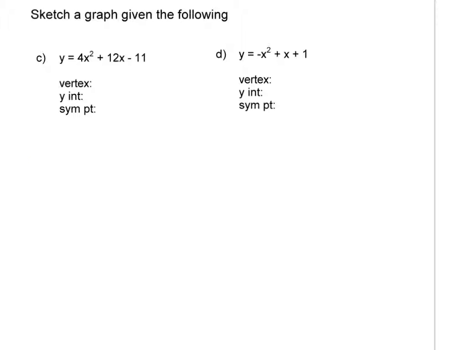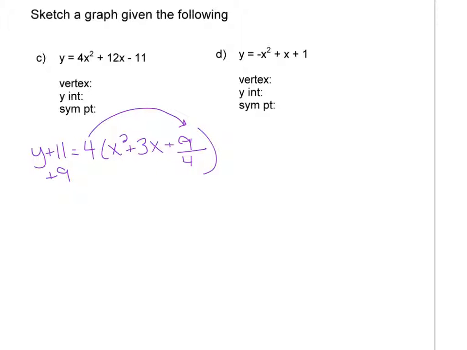So if I look at C, y plus 11 is 4. And I'm just going to skip right to this step for my own self because 9 fourths, and then plus 9. So 3 divided by 2 squared would be 9 fourths. Yes, okay. And then when I distribute that 4, that's where that 9 comes from. So y plus 20, 4 times x plus 3 halves squared. So my vertex is at the point negative 3 halves, negative 20.